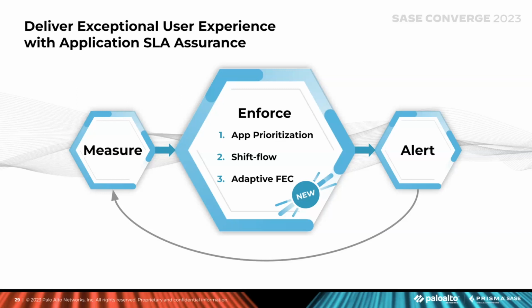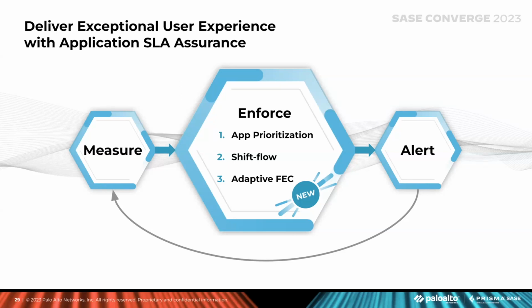That's where we do app prioritization. We tell the system to find compliant paths and move flows around that could be impacted if an SLA might be violated, and then optionally even introduce adaptive forward error correction on the flow to ensure that the loss SLA can be met.